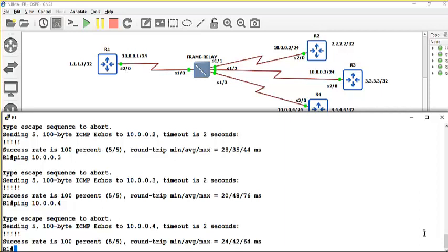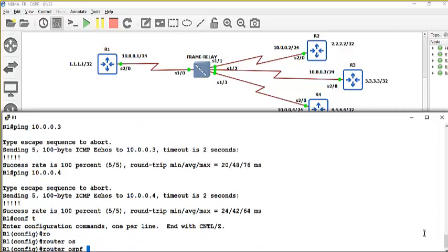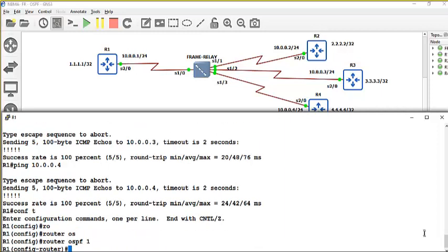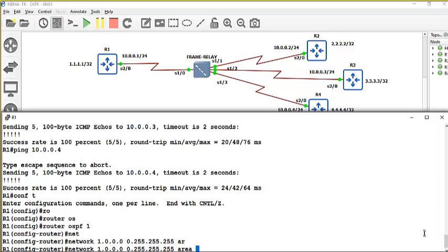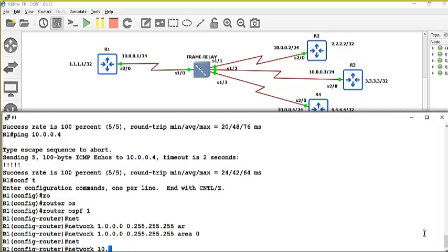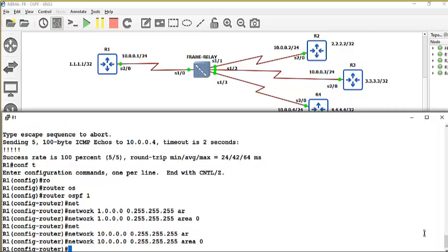Now the loopbacks on these routers, if you want to ping, you need a routing protocol. So you decided to run OSPF: router ospf 1, network 10.0.0.0 0.255.255.255 area 0, network 10.0.0.0 0.255.255.255 area 0. So we are running OSPF on these two network configured interfaces.